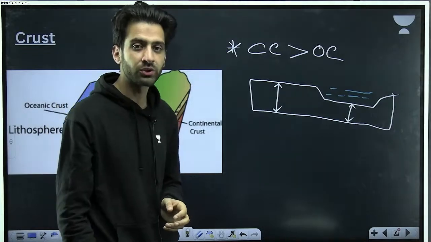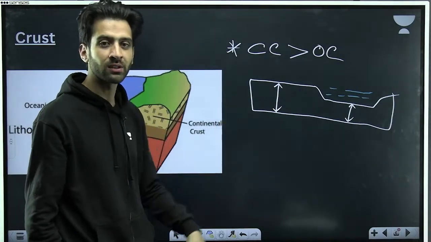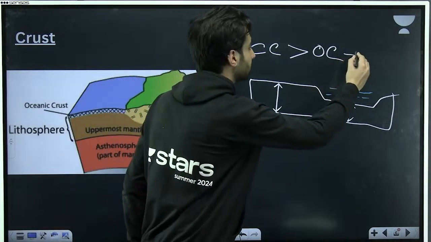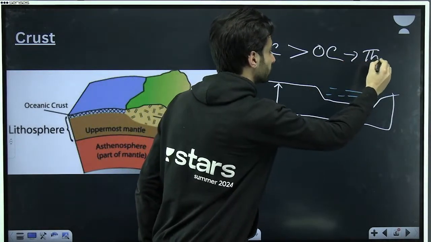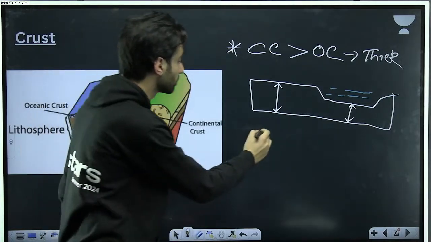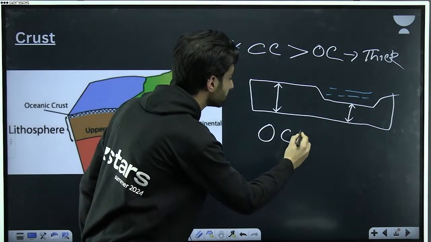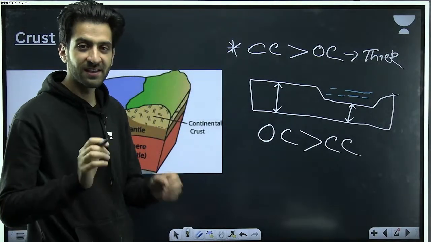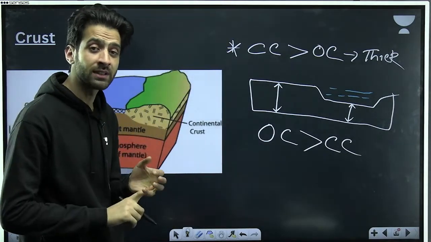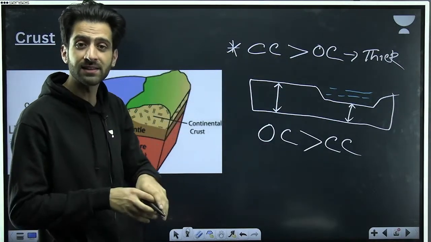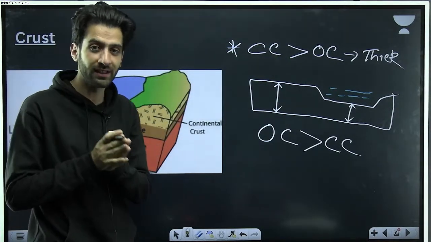Now another question, is the oceanic crust denser or the continental crust? This is about thickness. If you are asked about the density, then the oceanic crust is more dense as compared to the continental crust. Is it clear? If you are asked about the thickness, don't confuse between the two, because the oceanic crust is more dense as compared to the continental crust.